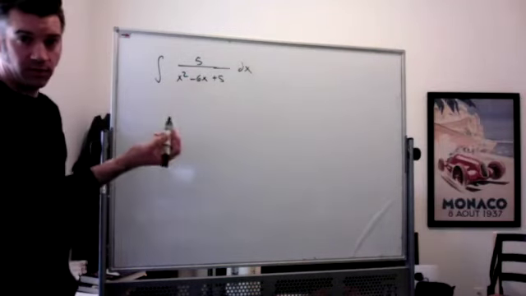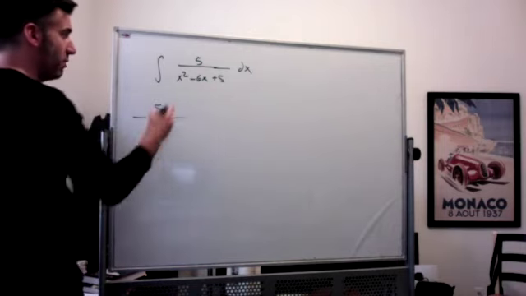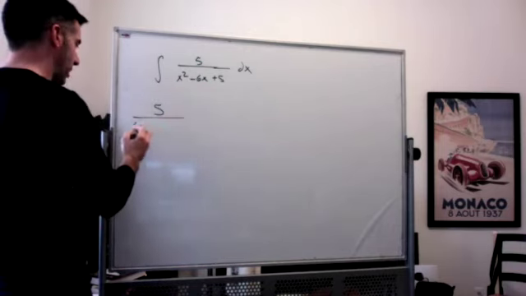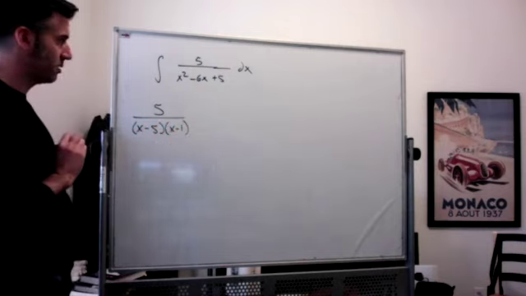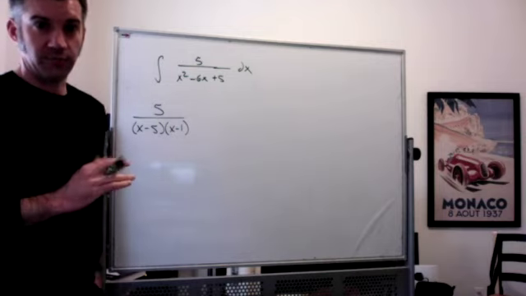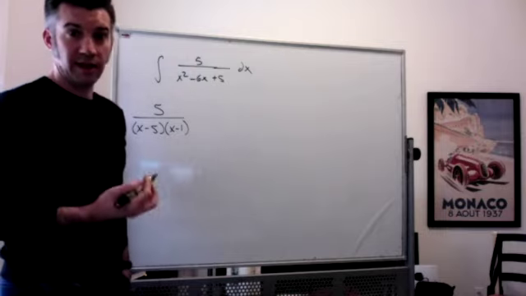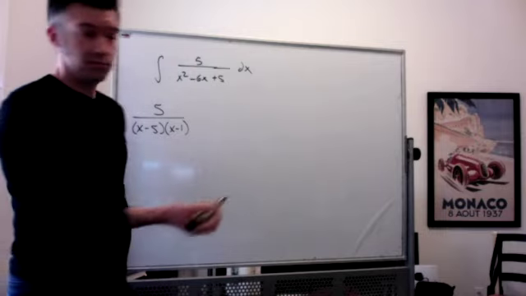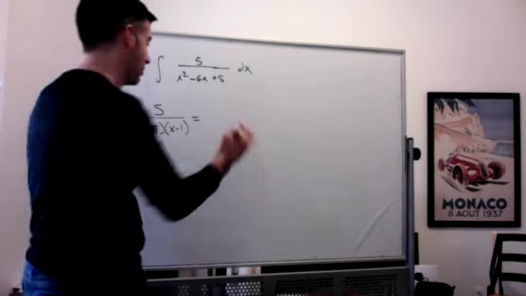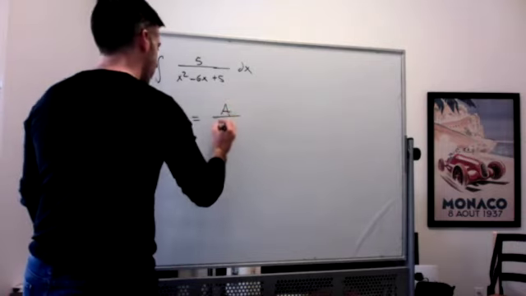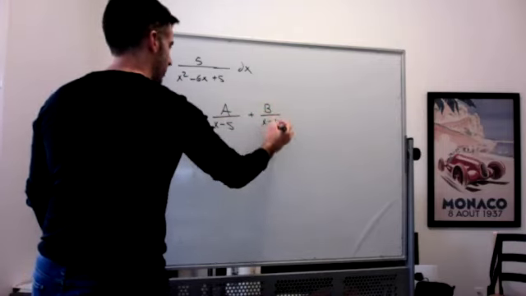So this does factor, right? I can definitely write my rational function. I can factor the denominator as x minus 5 times x minus 1. So it does factor. And then what we're going to do is we're going to take each of these factors and write them as the denominator of some simpler fraction with an unknown constant numerator that we're going to try and solve for. So write this as A over x minus 5 plus B over x minus 1.